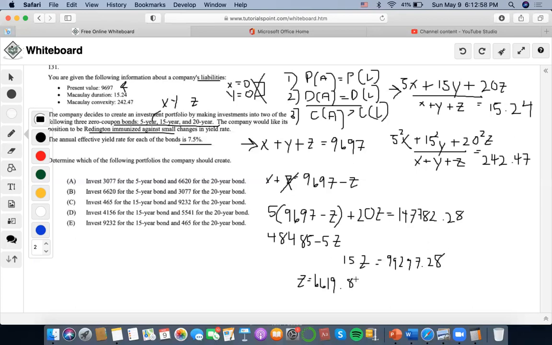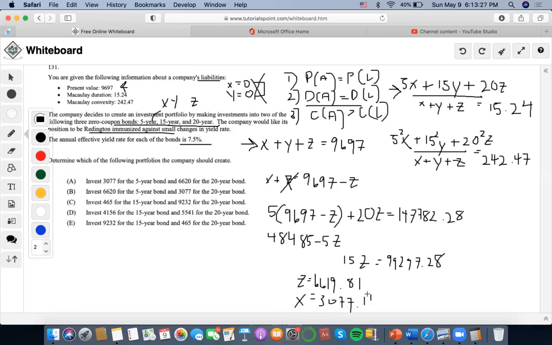6619.81, whereas x is going to equal, since we set y equals 0 here, we're going to just subtract it from 9697. Going to get 6619.81. We're going to get 3077.19 as x. So we found our two values.